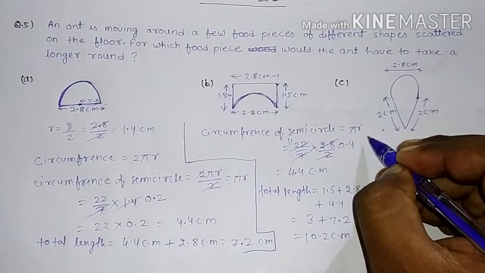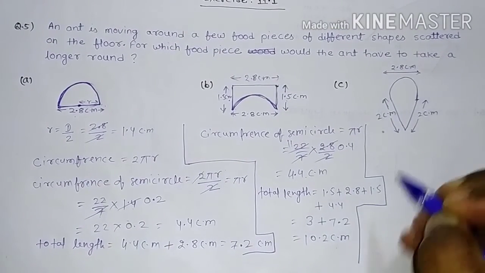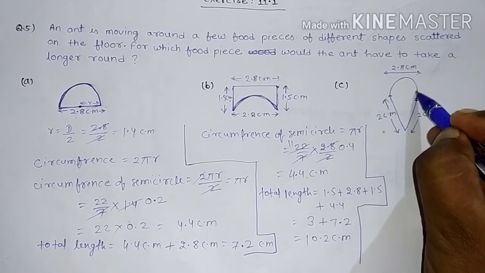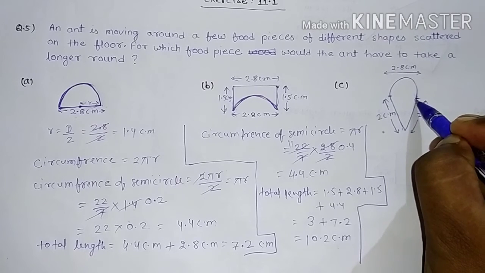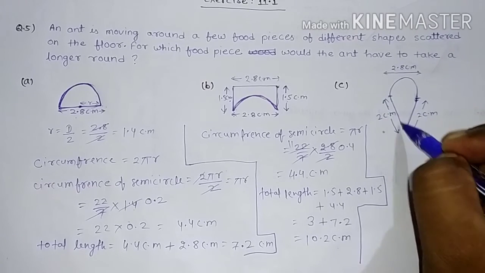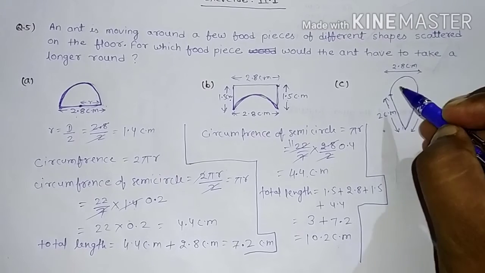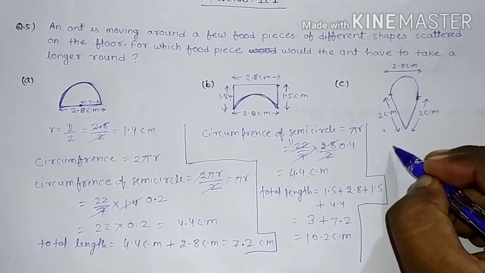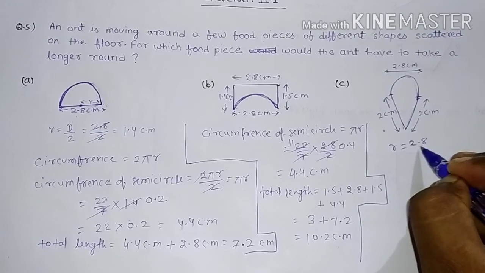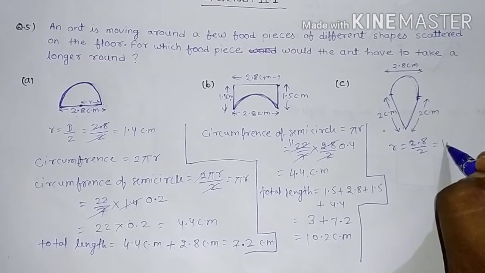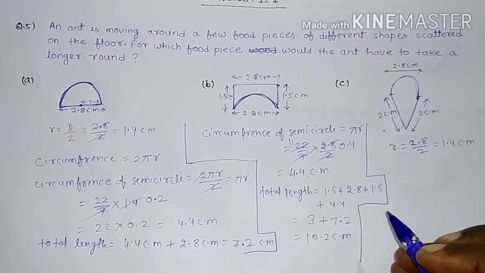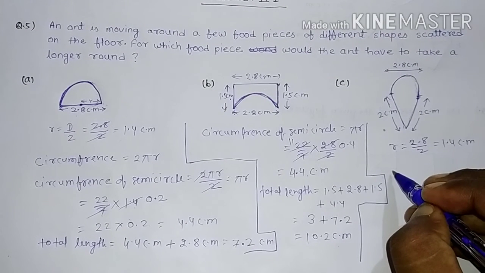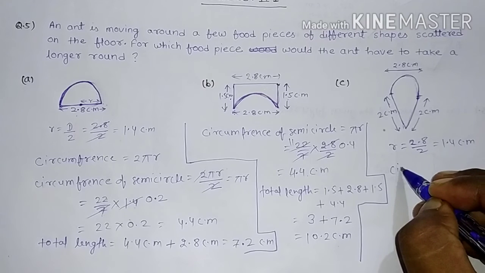So the next figure that is given, the upper part of this figure is a semicircle, and these both are two lines. So simply we have to find the length of this semicircle, where the diameter is given 2.8. So the radius will be 2.8 divided by 2 centimeter, that is 1.4 centimeter. So the length of this semicircle is equal to the circumference of the semicircle.